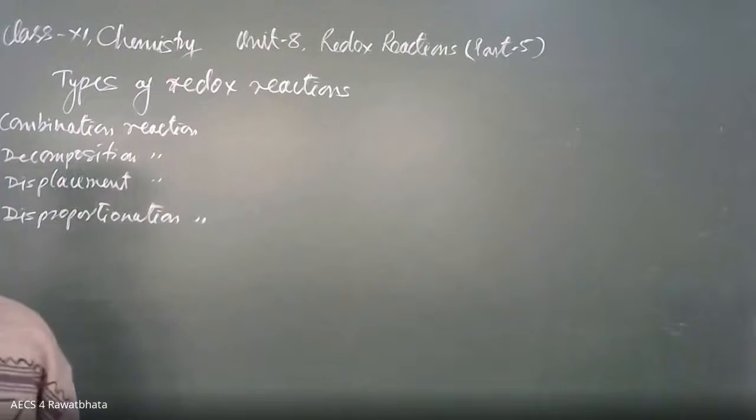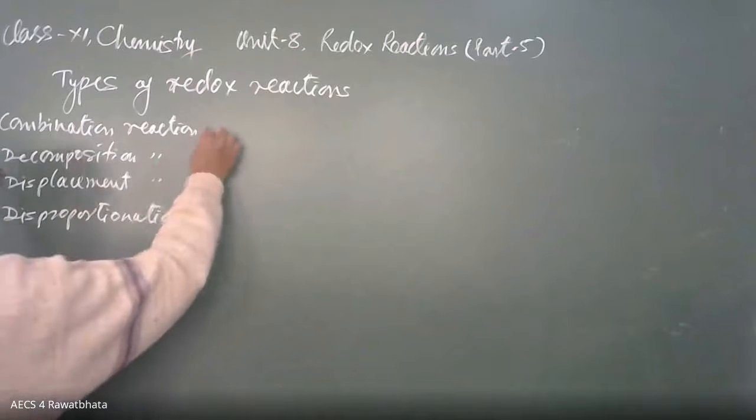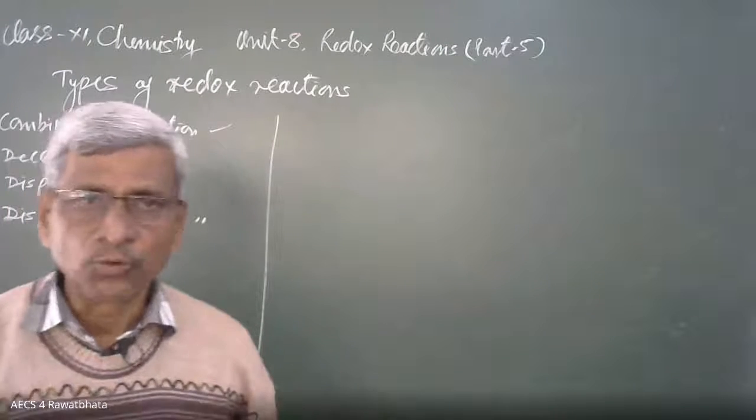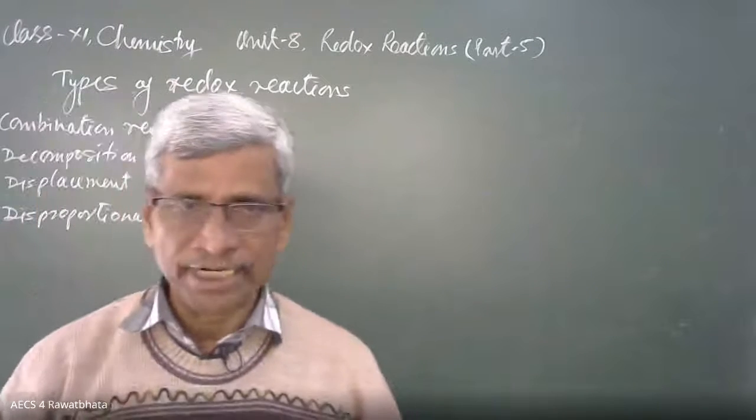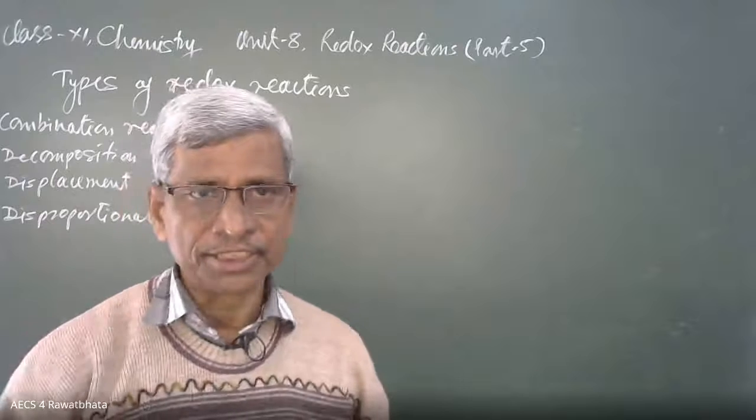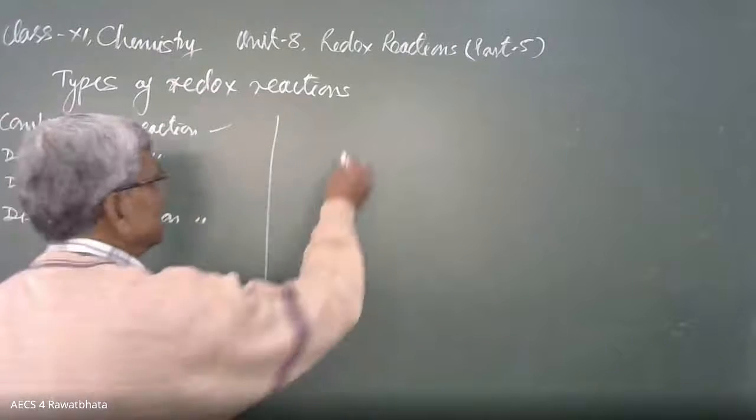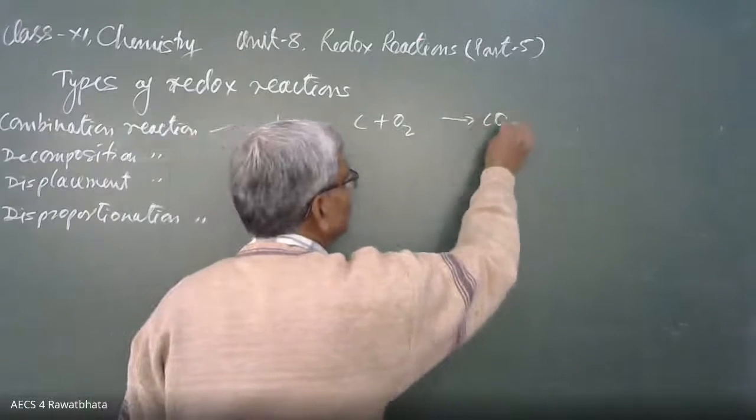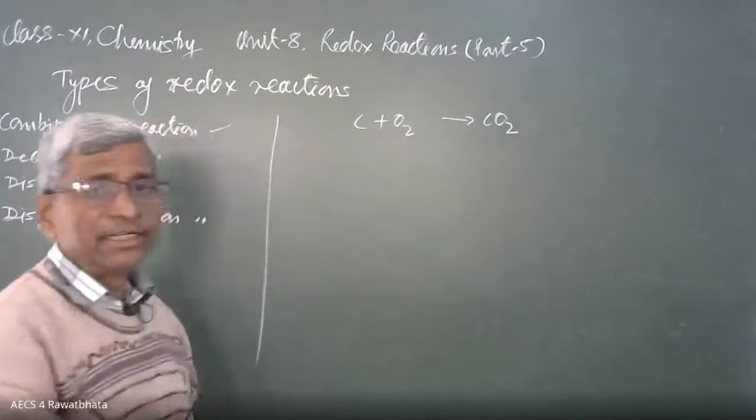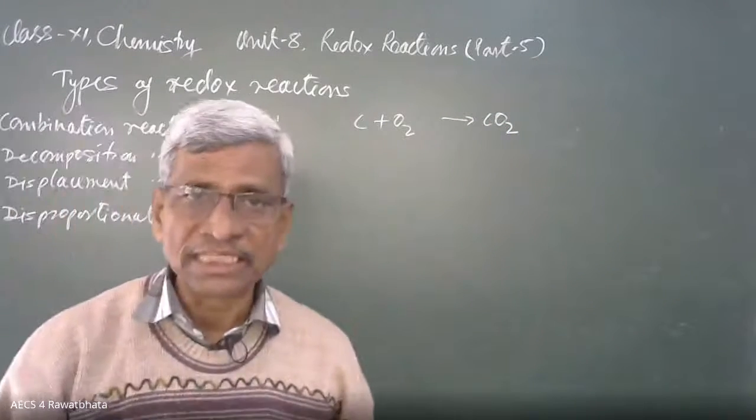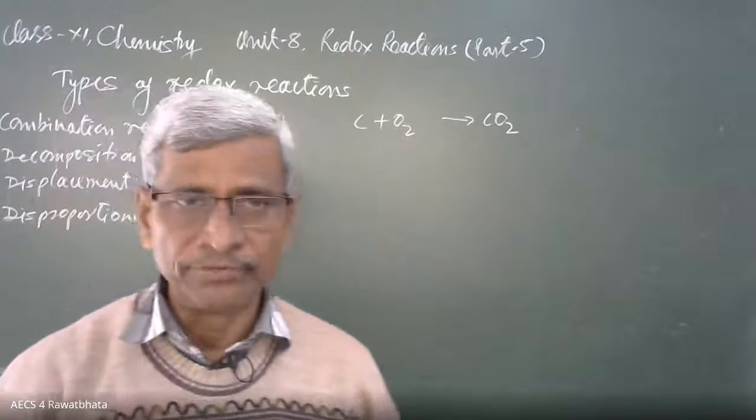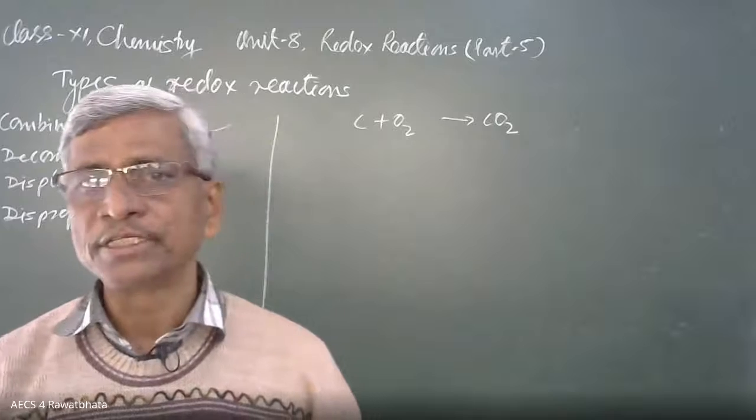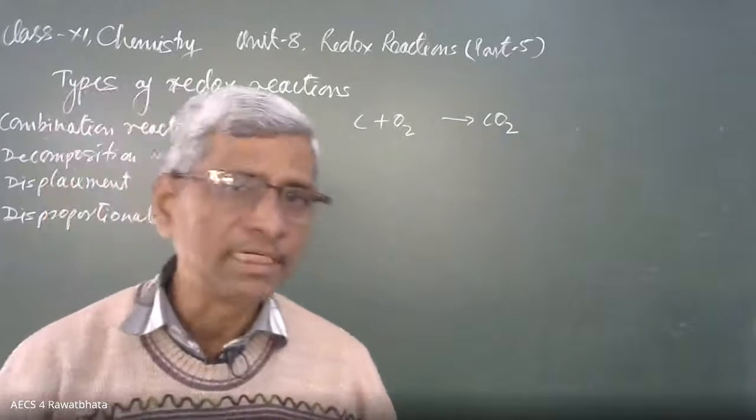Okay, beta. Now one by one. Combination reaction, the first one. Combination means the reactants are going to combine to form different products. That is the combination reaction. The example: C plus O2 gives CO2. It is a redox reaction, and here 2 different substances are going to combine to form one compound. There may be more than one compound sometimes. C plus O2 gives CO2 is a combination reaction.